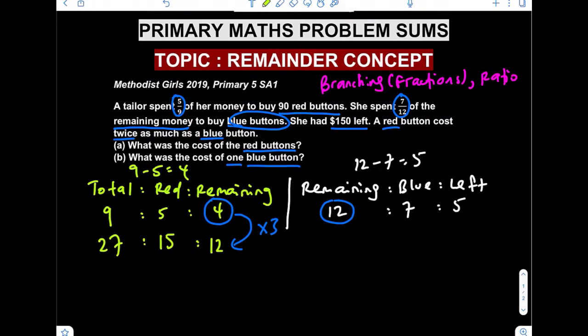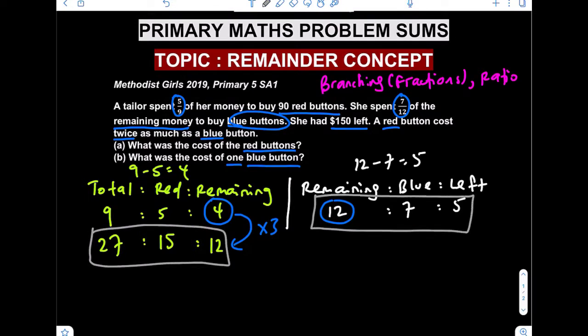So from here, we can use this set of ratio to solve this question. Why we can use this? Because we have made the remaining the same, which means we can confidently say that the total is actually 27 units. Red will be 15 units, and then after spending for the red, you will have 12 units remaining. And after you have that 12 units remaining, you spend 7 units on the blue one, and after that you will have 5 units of money left.